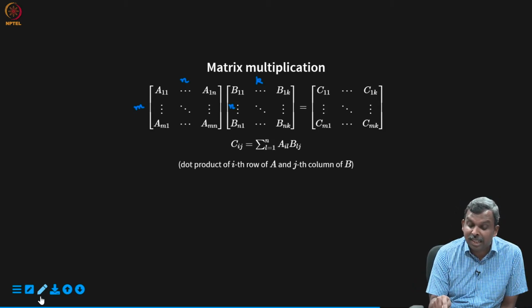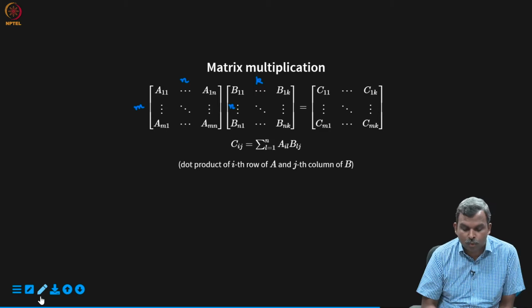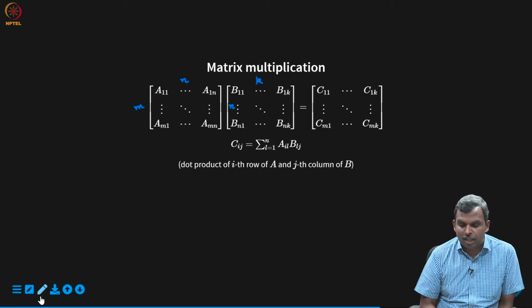So how is that product exactly defined? The Cij, the ijth element of the product, you take the ith row and the jth column and do sort of a dot product. So summation L equals 1 to n, you can do AiL times BLj. That's what you do, and that gives you the value for the ijth element of the product.